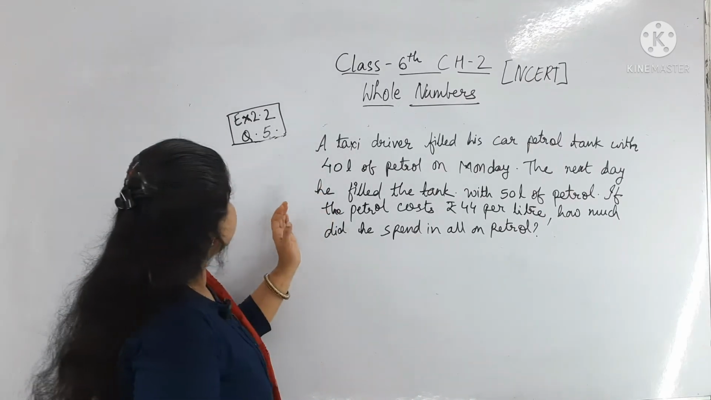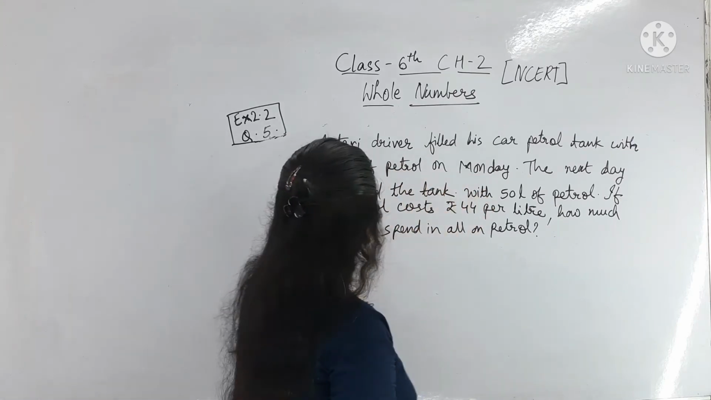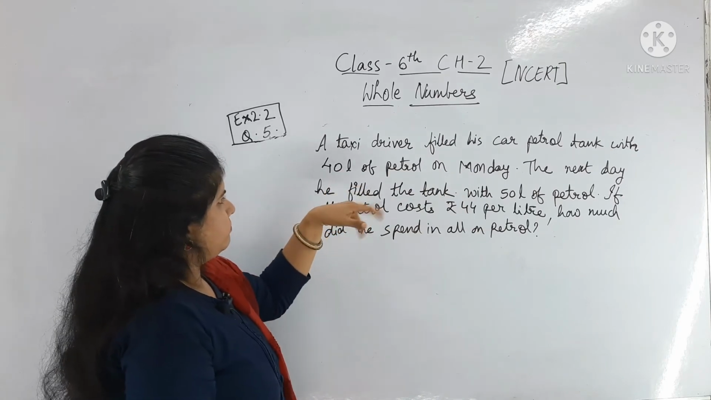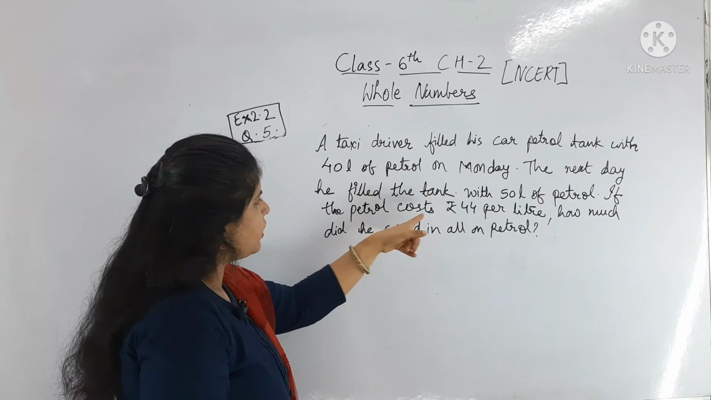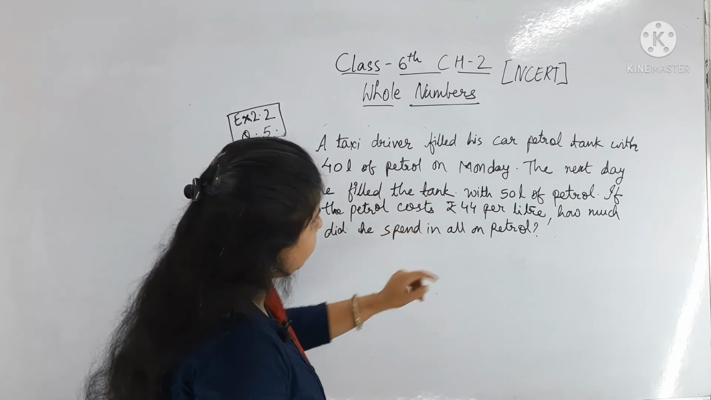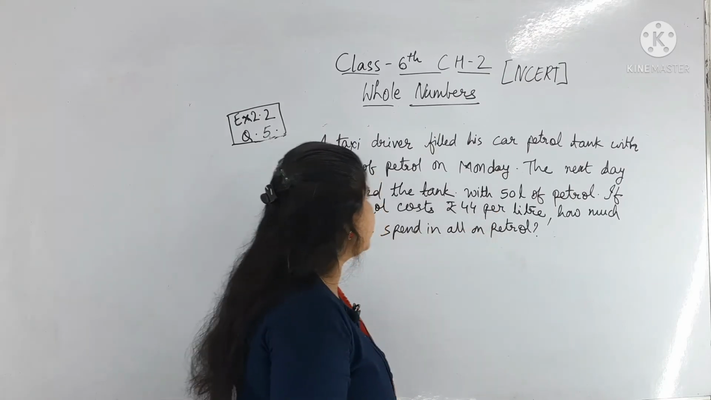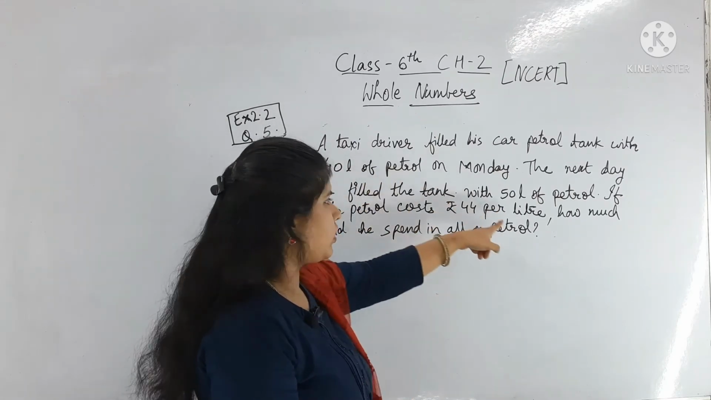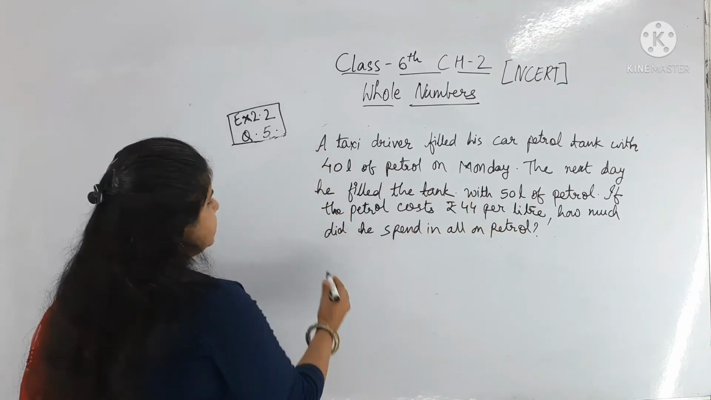Okay students, next question is question number 5. A taxi driver filled his car petrol tank with 40 liter of petrol on Monday. So on Monday, taxi driver has filled 40 liter. The next day he filled the tank, means on Tuesday, with 50 liter. So if the petrol cost rupees 44 per liter, how much did he spend in all on petrol? So we have to first total it and then multiply with this number. So let's start.